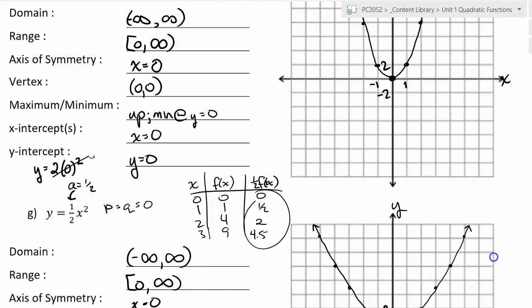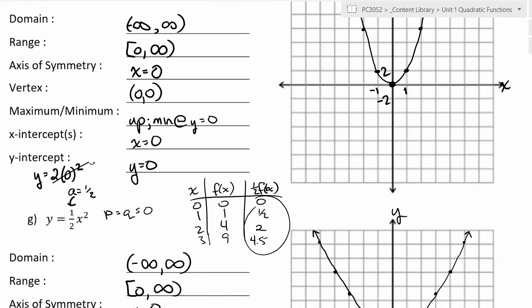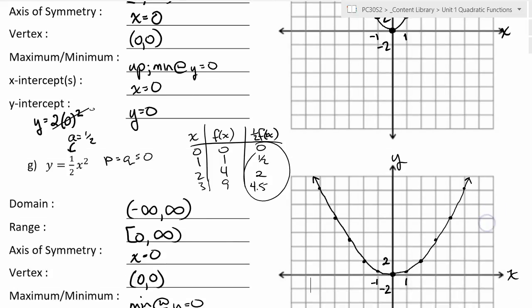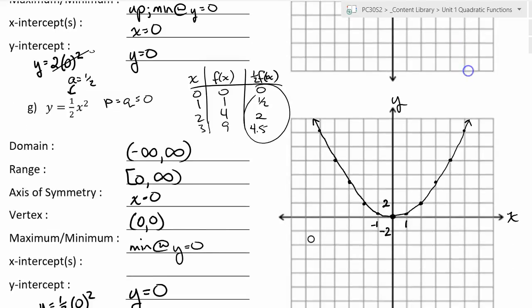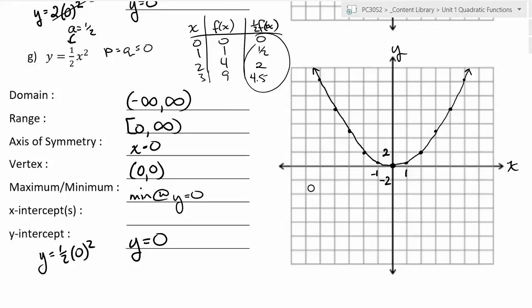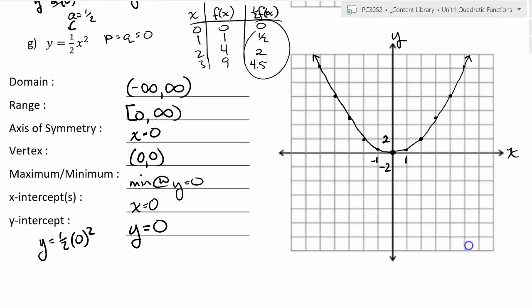Now, if we look at this compared to our previous graph, it is definitely much wider. And so that's the impact of the half versus the 2, is that width of the graph. But I look at my graph and my x-intercept is actually still 0 because I didn't have that p-value. It didn't shift. And it didn't shift my y-value either of my vertex. So no shifting means still my intercept stayed the same.